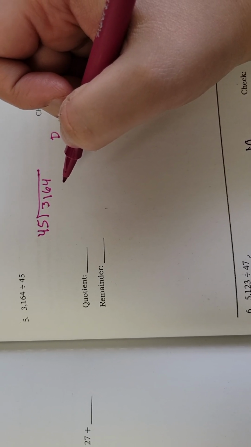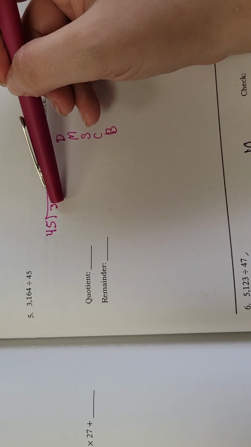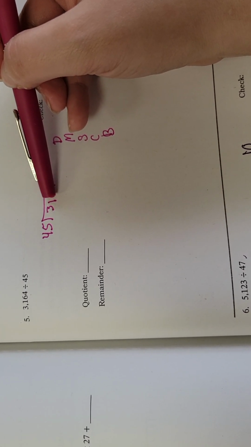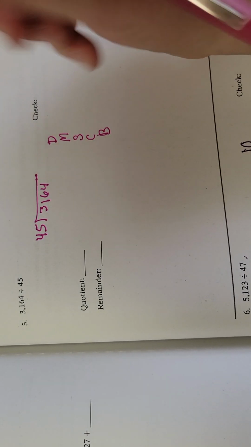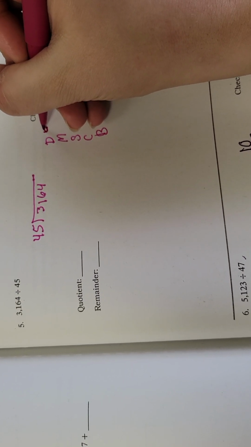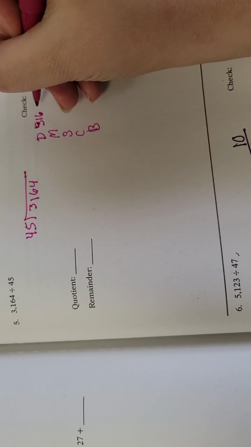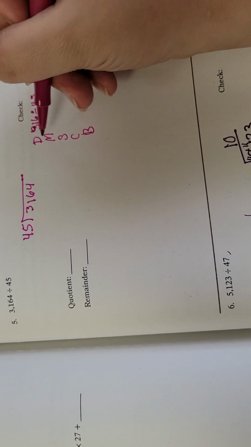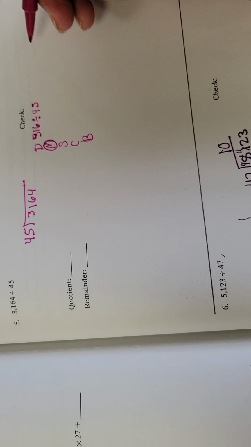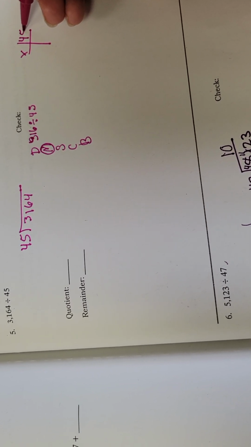So the first thing I'm going to do is figure out what I'm dividing by, because I don't want to divide by the entire number, 3,164. So let's break it down. Okay, can 45 go into 3? Nope. Can 45 go into 31? No. Can 45 go into 316? Yes, it can. So I'm just writing that down next to my division or divide step so I know what I am dividing. Okay. My M is where I do my T-chart. So I'm trying to figure out how many groups of 45 can go into 316.